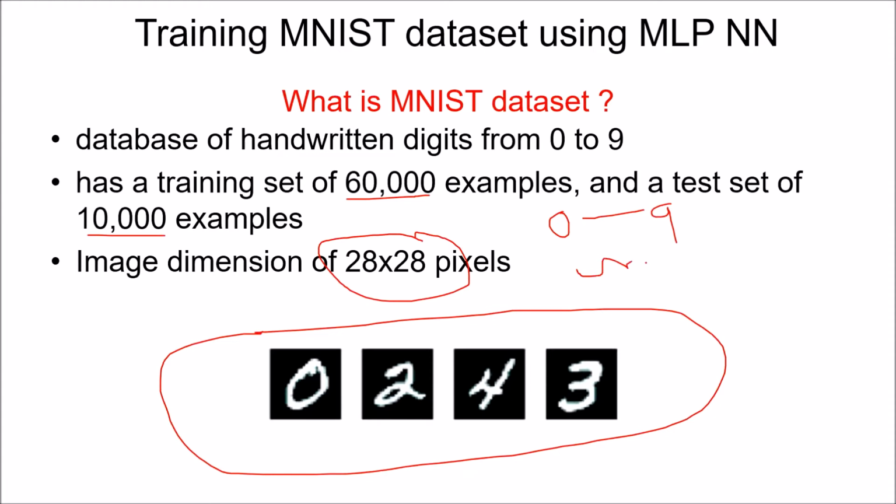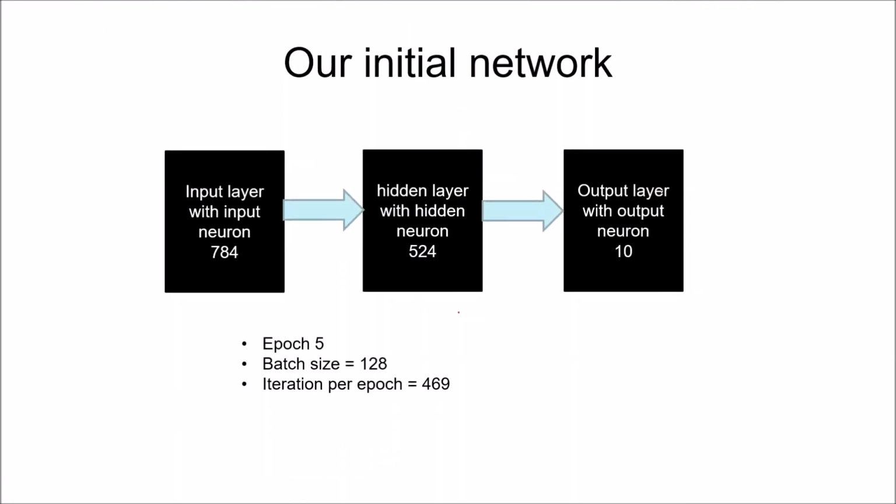So for this case you have 10 neurons in the output layer. This is the initial configuration that we will try in Python later on. We have the input layer with 784 input neurons. 784 means 28 times 28 pixels. We just feed all the pixels directly into the input nodes.